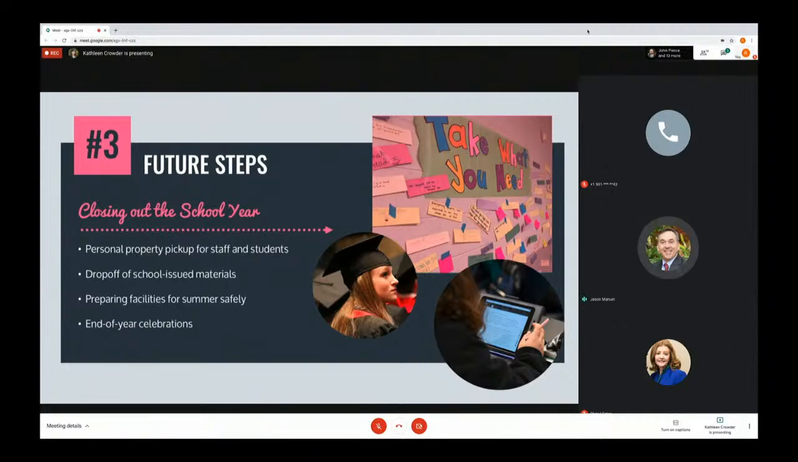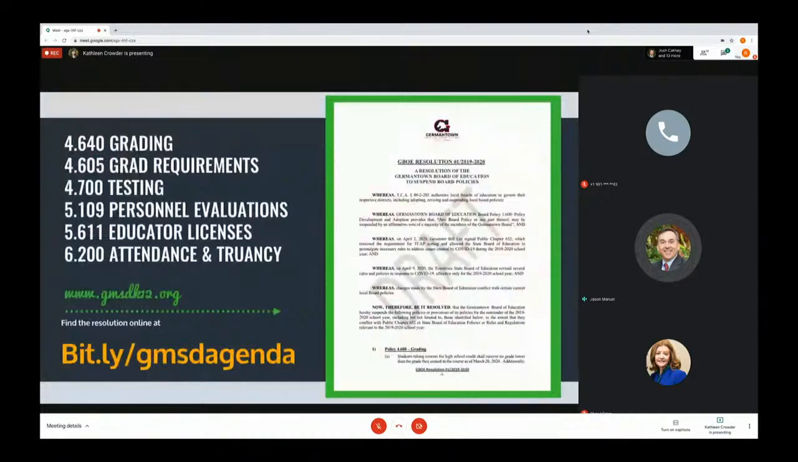So with that, I would like to turn it back over to you, Ms. Luter, and to the board if we have other questions, because there are specific policies that we do have to waive from this: 4.640, the grading policy; 4.605, grading requirements; 4.700, testing; 5.109, personnel evaluations; 5.61 on educator licenses; and then 6.200, attendance and truancy. All those need to be waived because they are in contradiction with the state, but hopefully you understand the rationale behind why the state chose to make these policy changes and how we are going to implement them.